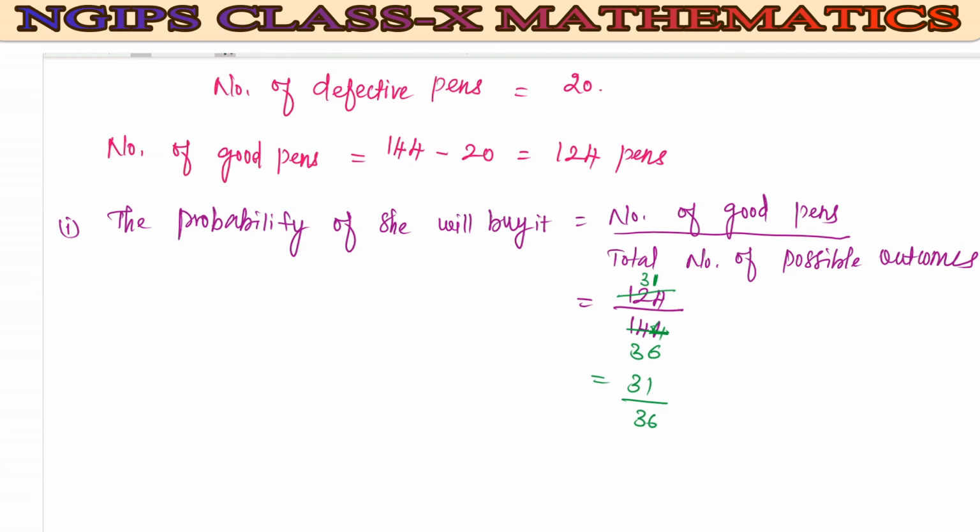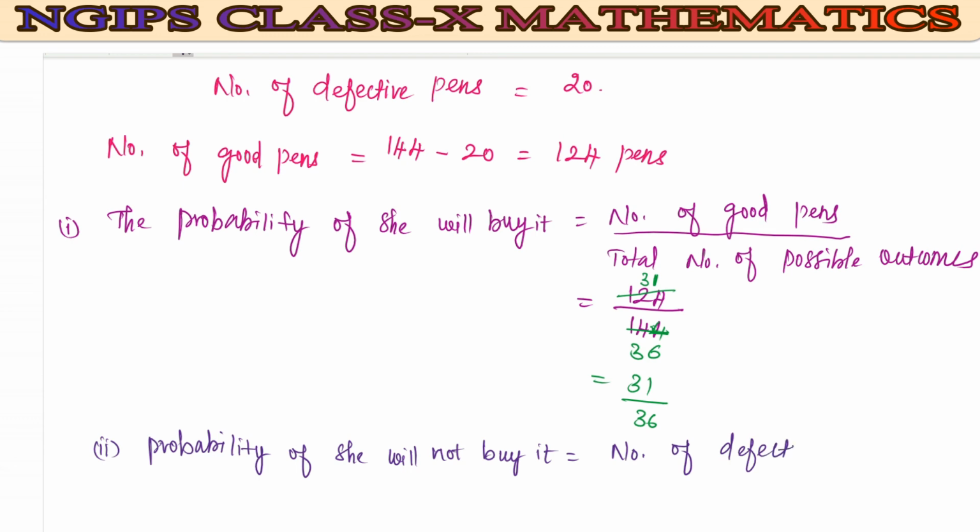And next we need to find out she will not buy. So the probability of the second one, she will not buy, is equal to: when it is defective she will not buy, so number of defective pens divided by total number of possible outcomes.